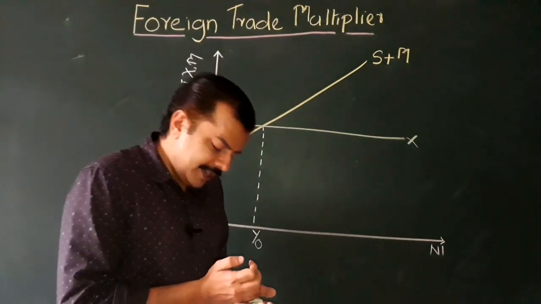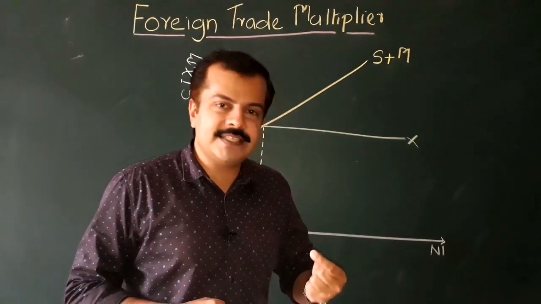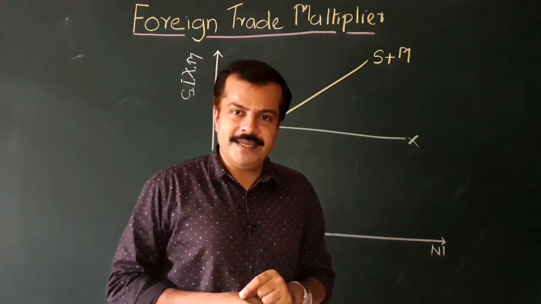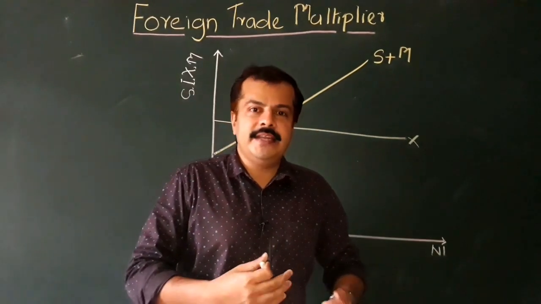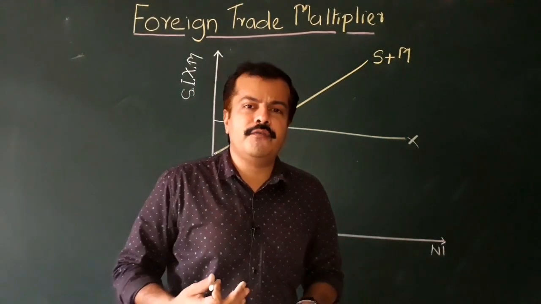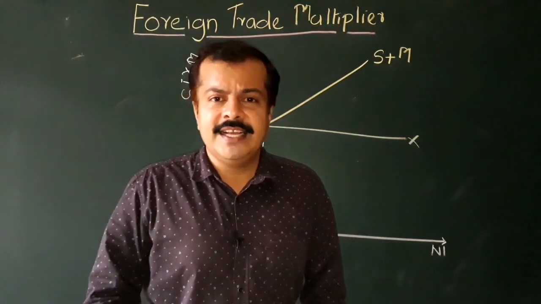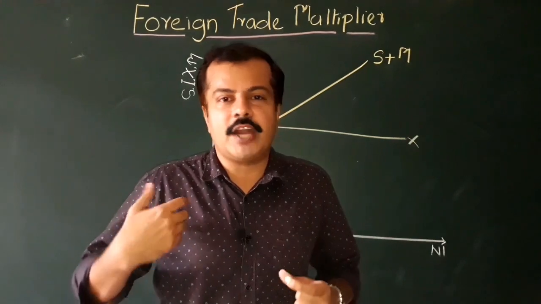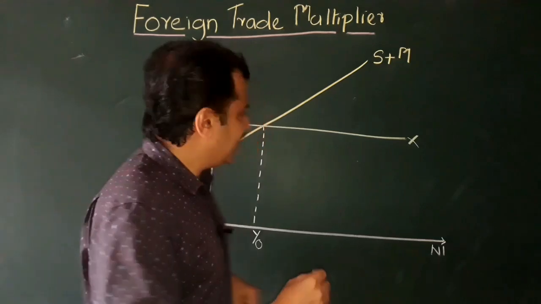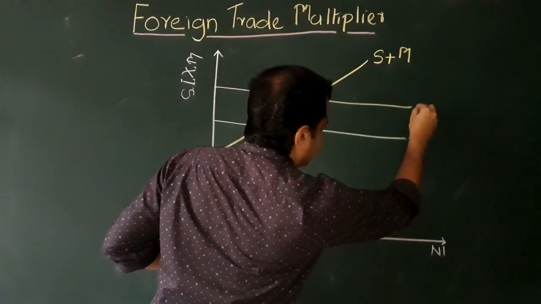Now let us explore the case when there is a change in export. That means as a result of an increased demand for our export, or as a result of changes in taste and preferences in the foreign country, or due to any factor, there is an increase in the demand for our products. As a result of it, there will be an upward shift in this straight line. Let me call it x1.